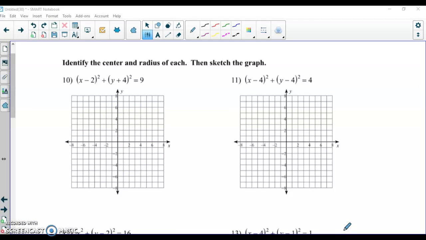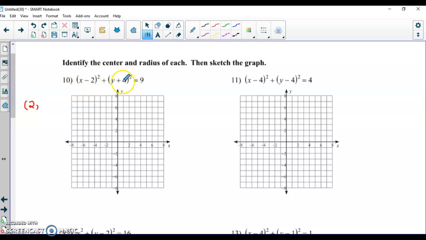Okay, so now we're ready to start graphing these. For these problems, the equation is given to us. We have to go ahead and graph it. So the first thing we want to do is determine what the center is going to be. Okay, so let's look at the equation here. I notice there's a 2 here and there's a minus. Remember, there's already a minus in the equation, so this represents a positive 2. So our center has an x value of 2.